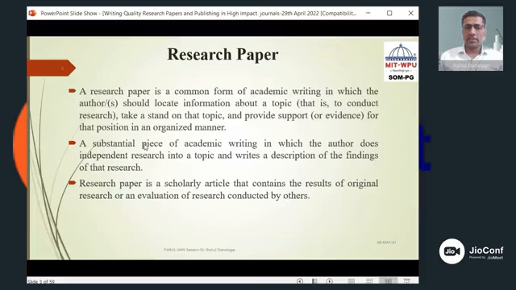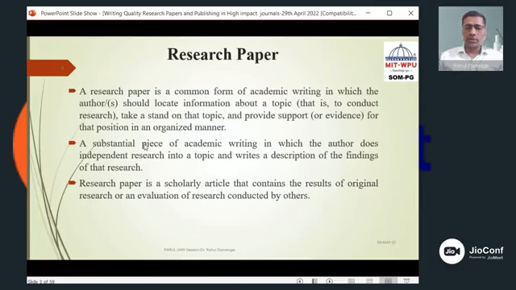to provide certain support, some evidence, so that whatever stand we have taken, whatever opinion we have about the particular topic, we can justify that stand with some references, maybe some case studies conducted, maybe some experiments we have conducted, some observations, some interviews, some questionnaires circulated, feedback taken from the people.